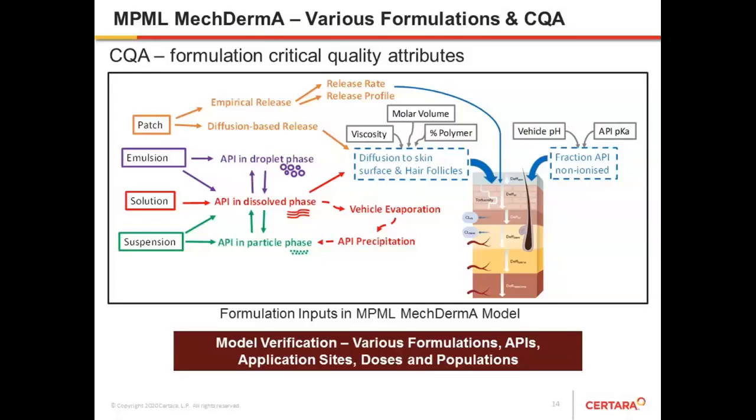The more complex formulation we have, the more information we have to provide. So for example, if it is a suspension and we have solid particles or a solid phase as part of the formulation, we do have to provide information about that. So what is the number of the particles? What is the character of the particles? With that, what will be the dissolution of the drug from the particle? And all of that will be accounted for during the simulation.